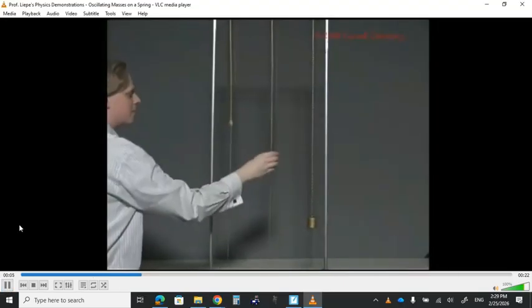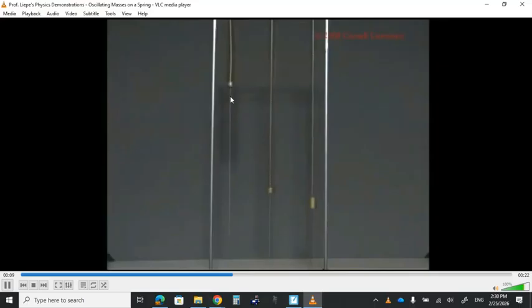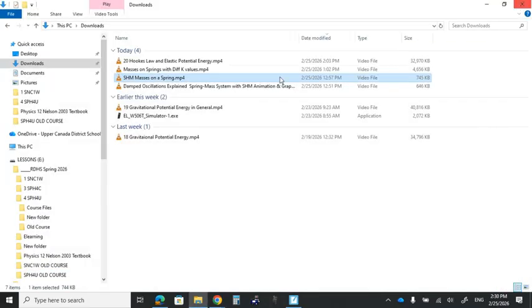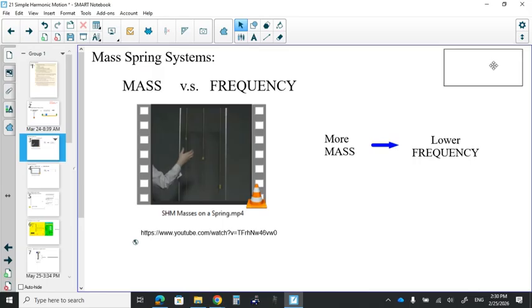Now let's look at the frequency that they go at. You can see that the lightest one has the highest frequency, and the heaviest one has the lowest frequency. That's something I would normally just show in class. I just decided to find a video instead of making my own. So we know this now: more mass means lower frequency.